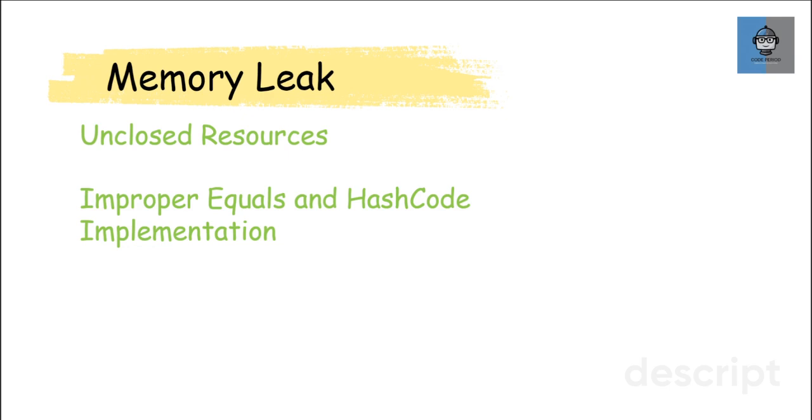And improper equals and hashCode implementation. So in a map, you know that we have to implement the equals and hashCode methods so that the newly created objects are differentiated, as they would have a different hash code if implemented properly. If not done so, then the same objects would be created again and again, and over time that would create a memory leak.